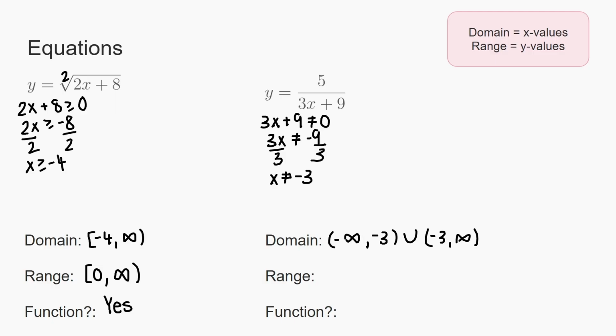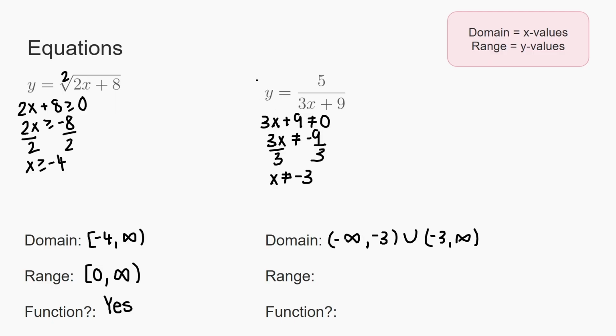Yes. Actually, the range can't be 0. The reason why is because to get y to be 0, 5 needs to be 0, because 0 divided by any number is 0. But because there's a 5 up here, it can't be 0. But you might be thinking, is there a mathematical way to come about this? And yes, there is. We'll do it right now.